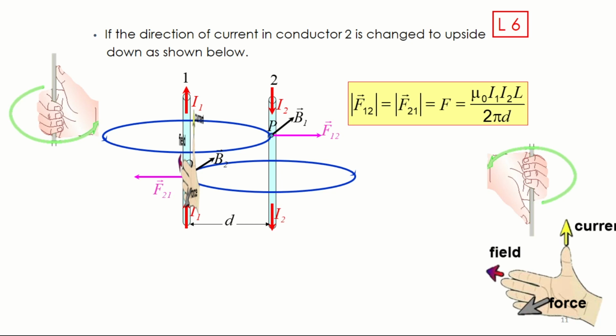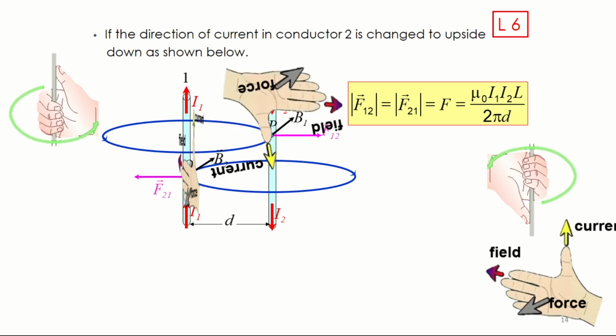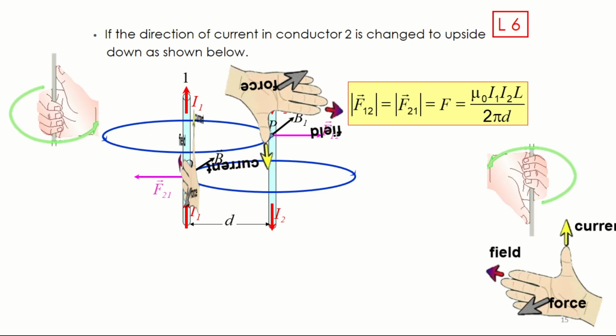Then at point P, the direction of current I2 is downward, so the thumb points downward, and direction B1 is into the page. So you can determine direction of force F12. Direction of force F12 is to the right, and we can label it F12.